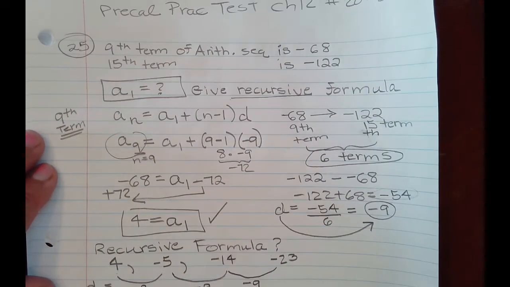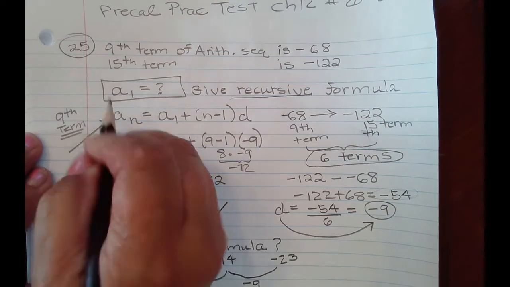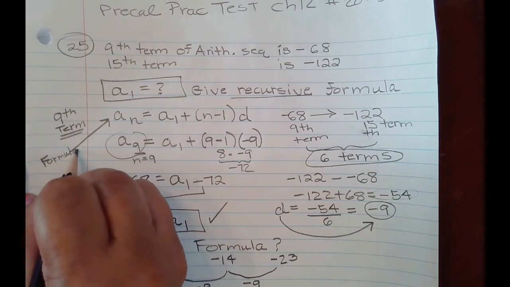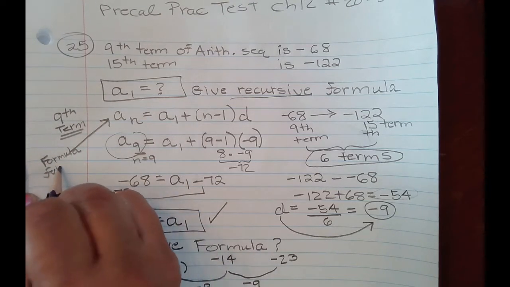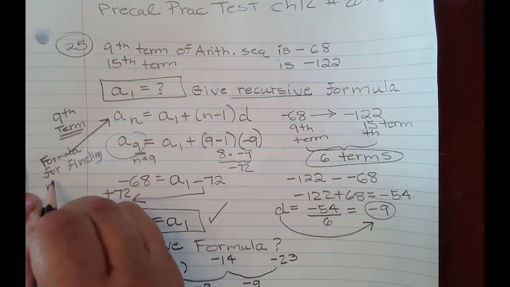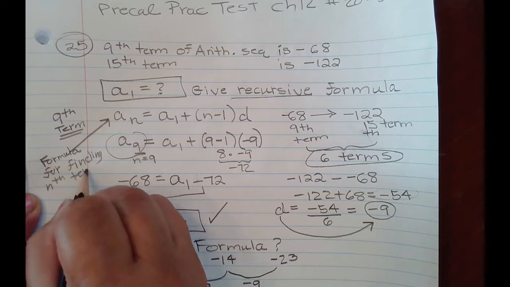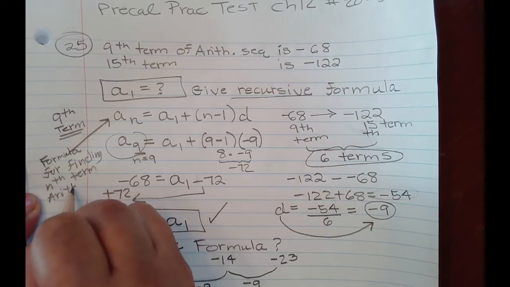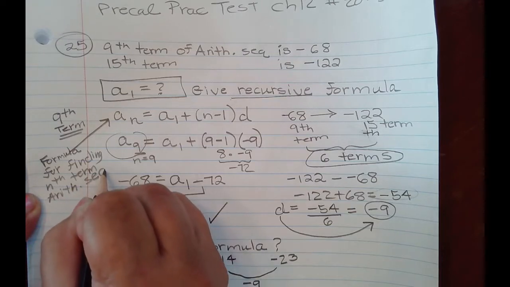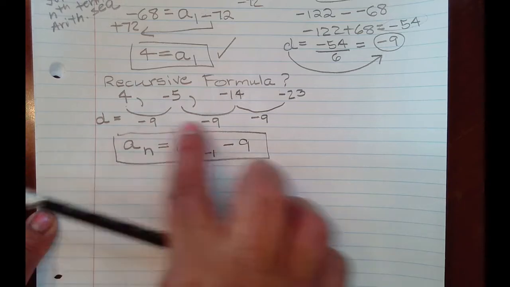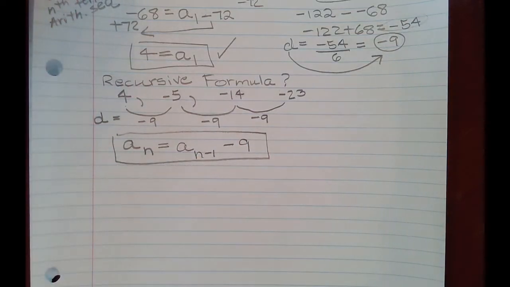Okay, we used this formula right here. This is the formula for finding the nth term in an arithmetic sequence. And this is your recursive formula now that you know the d value. Oh, that's 25.